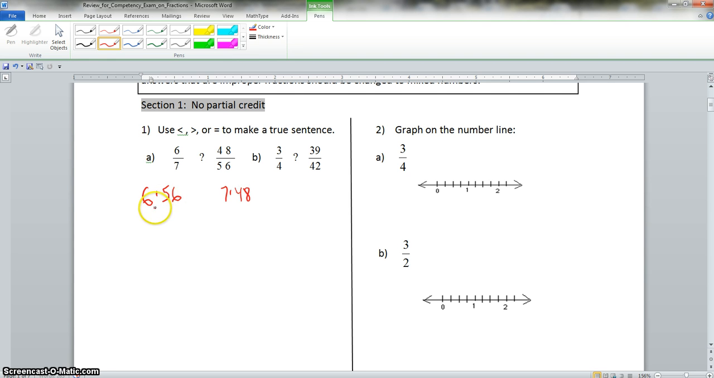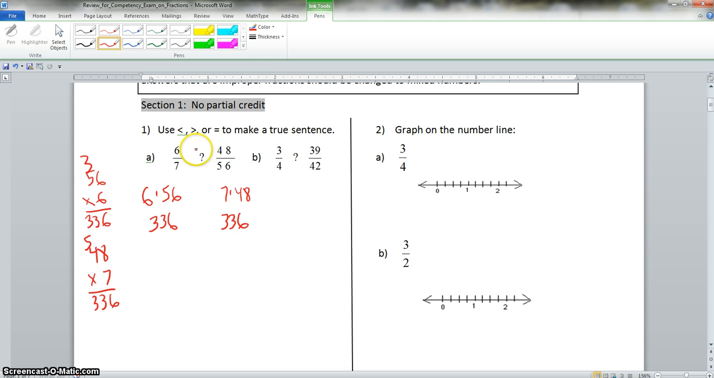Now 6 times 56, we could go off to the side and take 56 times 6. 6 times 6 is 36, carry our 3. 6 times 5 is 30, plus 3 is 33. So this would be 336. Next, we would take this 7 times 48, or we could write it as 48 times 7. 7 times 8 is 56, carry your 5. 7 times 4 is 28, plus 5 is 33. So this is also 336.